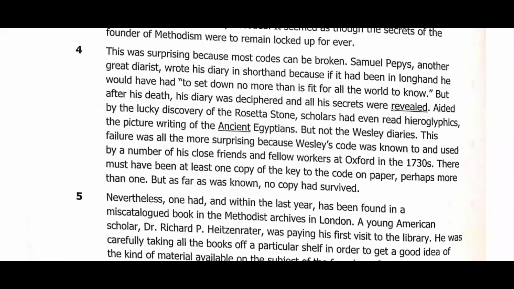Aided by the lucky discovery of the Rosetta Stone, scholars had even read hieroglyphics, the picture writing of the ancient Egyptians, but not the Wesley diaries. This failure was all the more surprising because Wesley's code was known to and used by a number of his close friends and fellow workers at Oxford in the 1730s. There must have been at least one copy of the key to the code on paper, perhaps more than one, but as far as was known, no copy had survived.